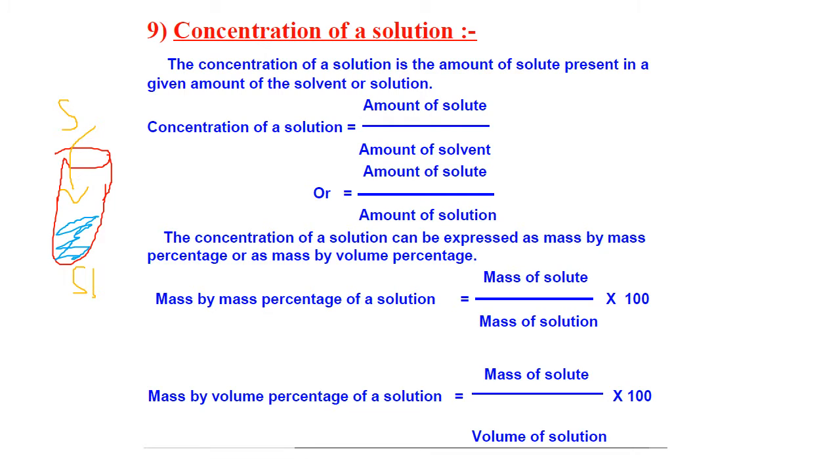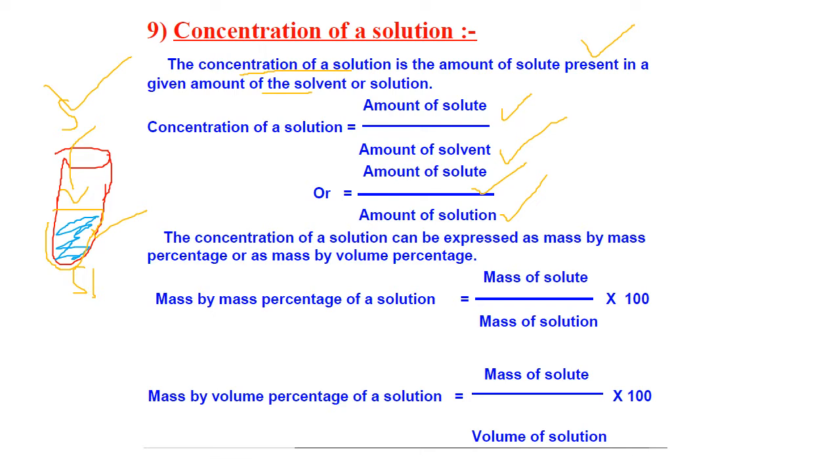So the concentration of a solution is the amount of solute, which is less in quantity, in a given amount of solvent. That means this is the water. So how can you calculate the concentration of a solution? The amount of solute divided by the amount of solvent, or you can also find it as the amount of solute divided by the amount of solution. Solution means the whole solution.